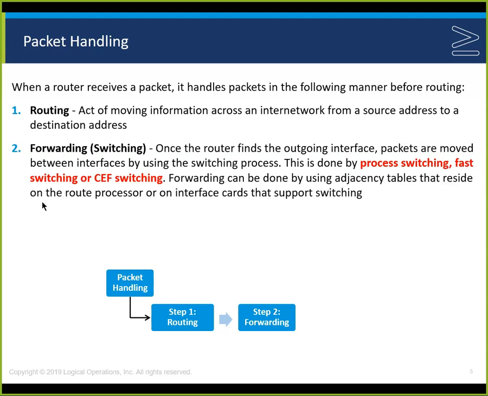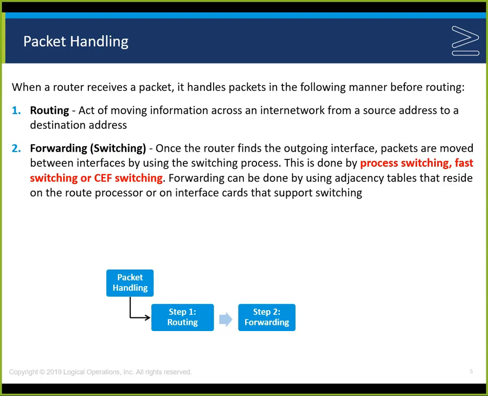Process switching, fast switching, and Cisco Express Forwarding. Depending on which IOS version, basically the process is the same, the name is a little bit different, but switching takes place. We have this thing called the forwarding information base, and if you do a show, you can see them. Typically, the forwarding is done by using the adjacency tables that reside on the route processor and on the interface cards that support switching.